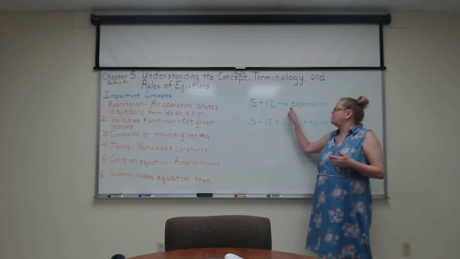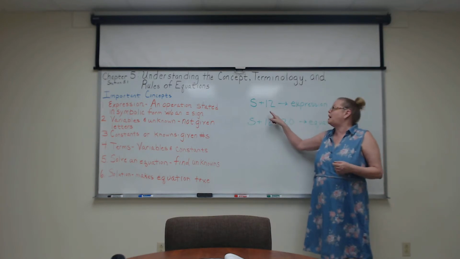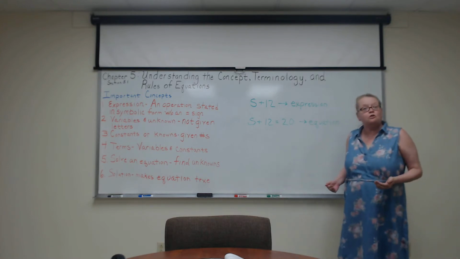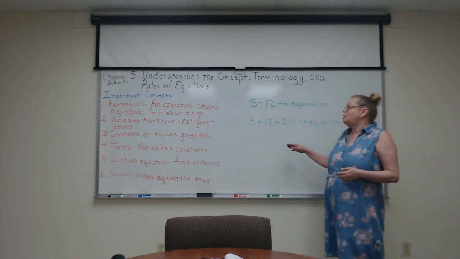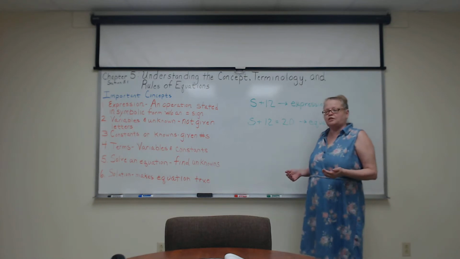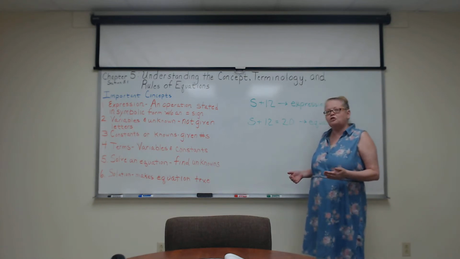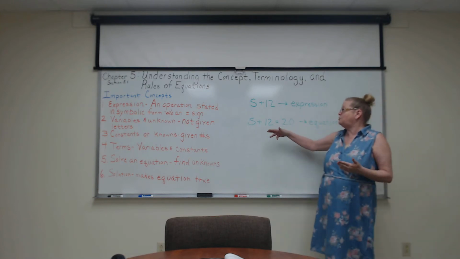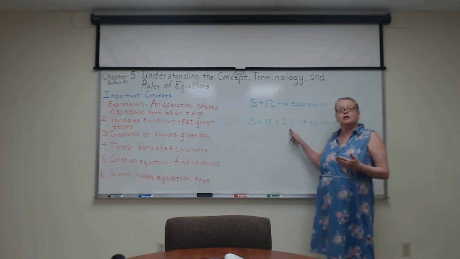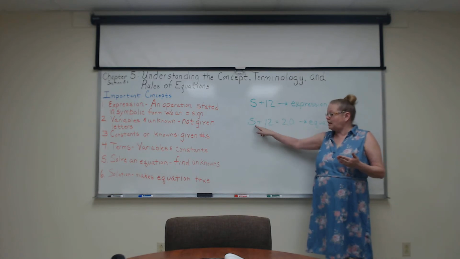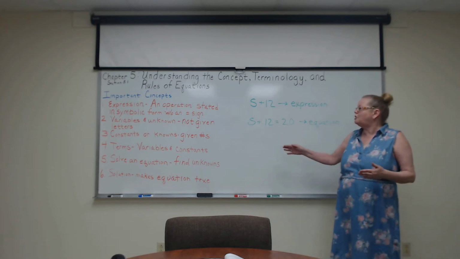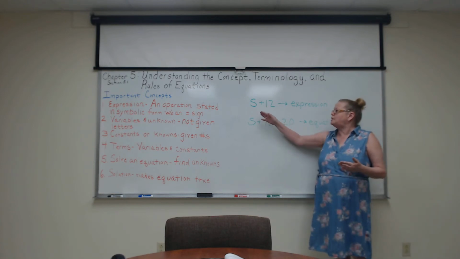Our constants, those are our numbers. So we have our numbers, 12 and 20 here. Those are our knowns, our constants. So they're the numbers that are given to us. When we talk about terms in an equation or an expression, we're dealing with knowns, our numbers, and unknowns, our letters. And then, of course, when we're solving an equation, what we're looking to do is to solve this.